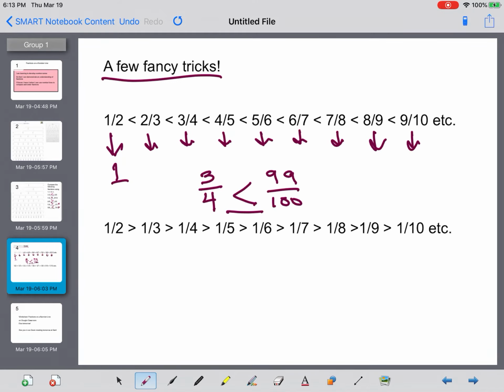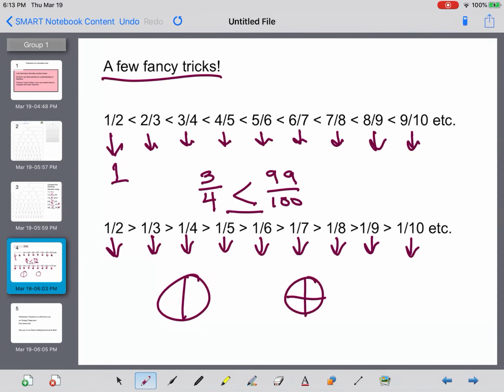The next trick is that when your numerator is 1, as is the case with all of these numbers that I'm showing you right here, the smaller the denominator, the larger the fraction is. And that's because the larger your denominator is, the more pieces you have, and therefore the smaller the pieces have to be. So if we were to draw a picture, let's talk about 1/2 and 1/4 because they're kind of easy to draw. 1/2 would look like this, but 1/4 would only look like this because we have more pieces, and so the pieces have to be smaller.